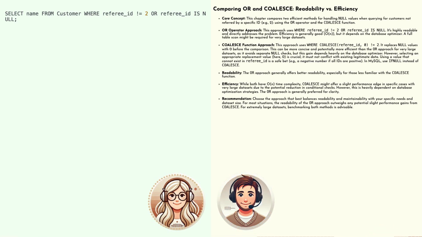In the COALESCE approach, we were talking about replacing those NULL values with a default. Yes. With COALESCE, we replace NULL values with a default value like 0 before comparing. So the pseudocode would be something like, select all customers from the customer table where the result of applying COALESCE to the referee column, replacing NULL with 0, is not equal to 2. So we're sort of cleaning up the data before we apply our filter. That's one way to look at it. COALESCE helps us avoid those tricky NULL comparisons by making sure we've got a concrete value to work with.